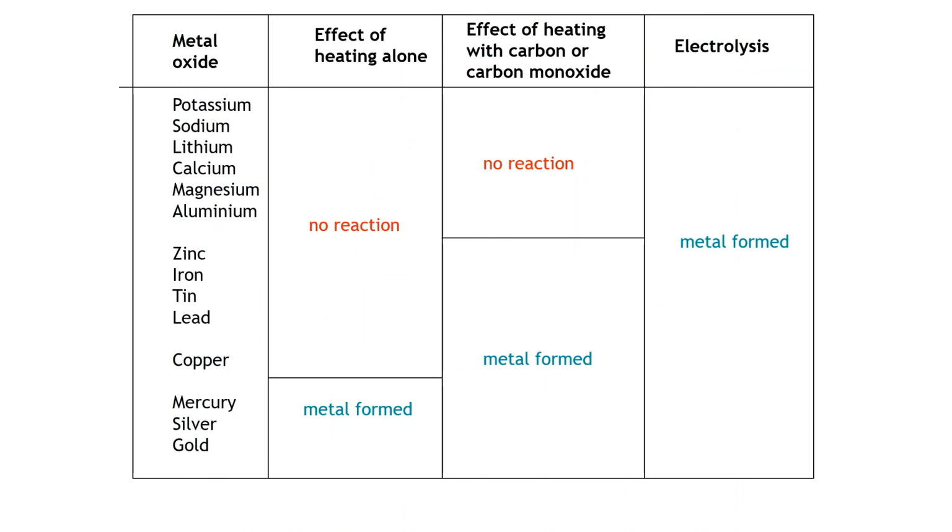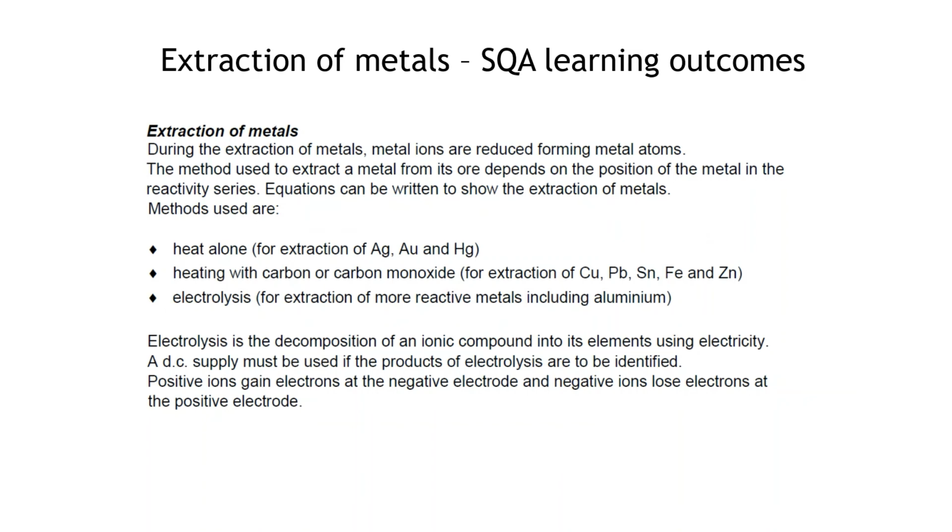So to summarize the extraction of metals, for mercury, silver and gold, heating alone will allow you to extract the metal. It will not work for more reactive metals going from potassium to copper. From anything going from gold to zinc, heating with carbon or carbon monoxide will allow the extraction of the metal from its ore. However, for the most reactive metals such as potassium, sodium, lithium, and the alkali metals, and calcium, magnesium and aluminium, electrolysis is required. Lots more energy is required to extract those metals from their ores. So that's a summary from the SQA of all the things you need to know about extraction of metals.